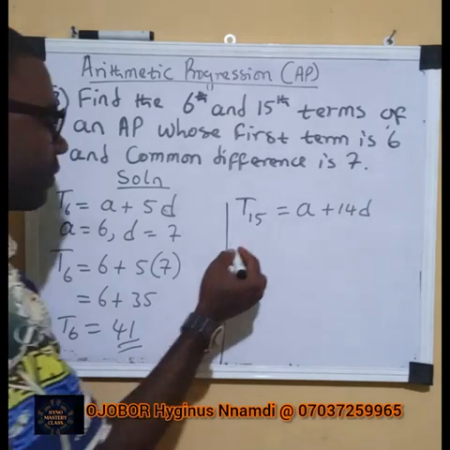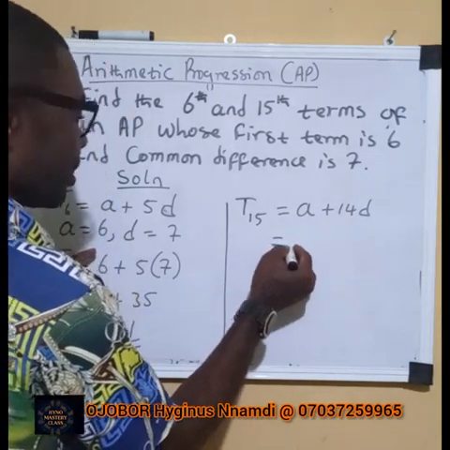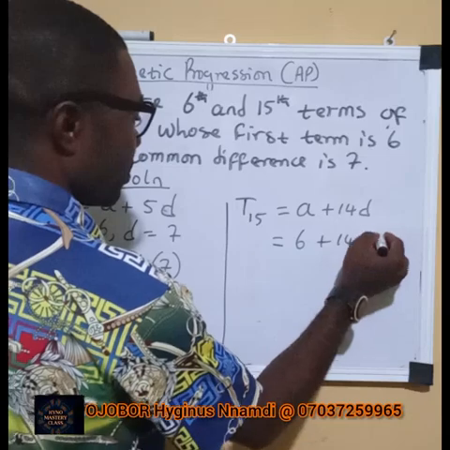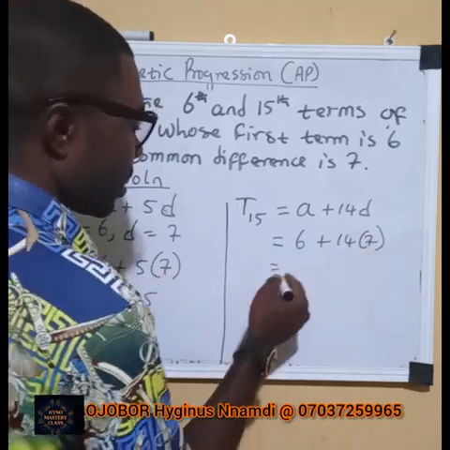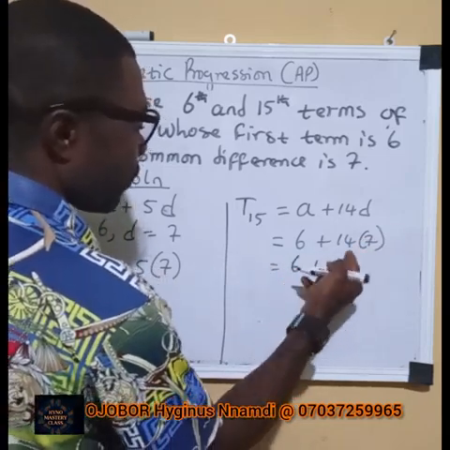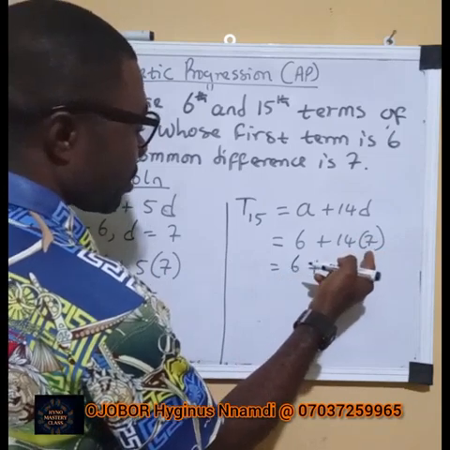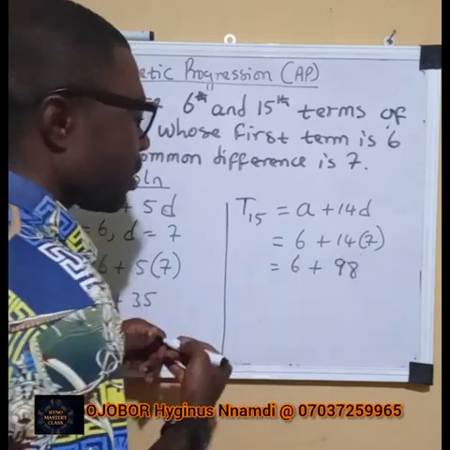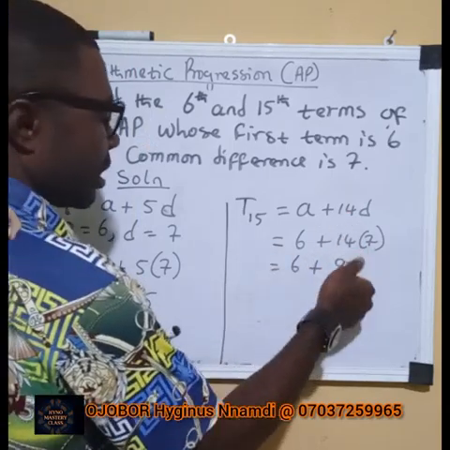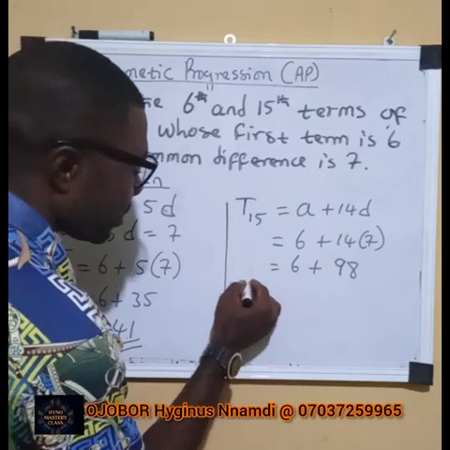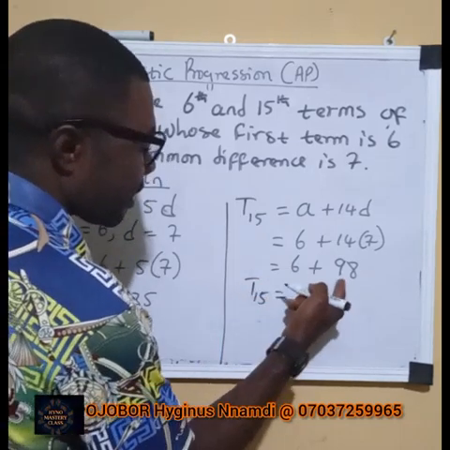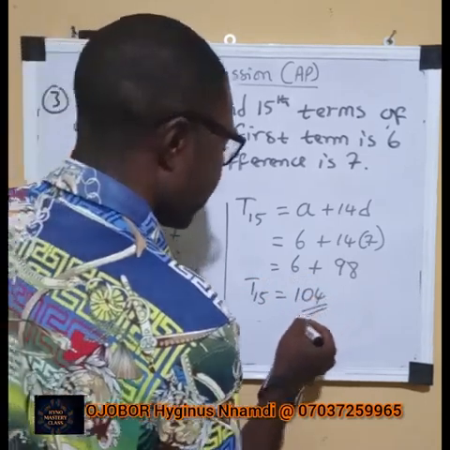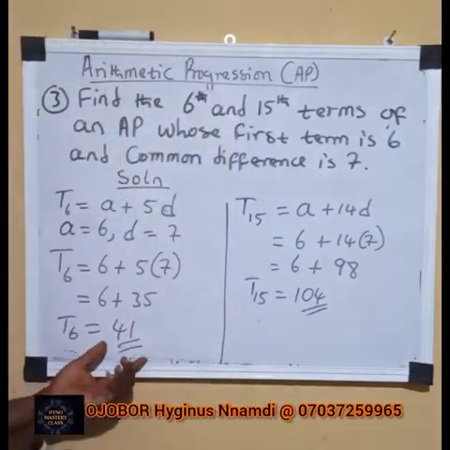The same way we can get the 15th term. The first term is 6. The common difference is 7. So we have 6 plus 14 times 7, which is 98, if I am correct. 14 times 7 is 98. Yes, it's 98. Therefore, T15 will be equal to 98 plus 6, which is 104. So the 15th term is 104. The 6th term is 41.